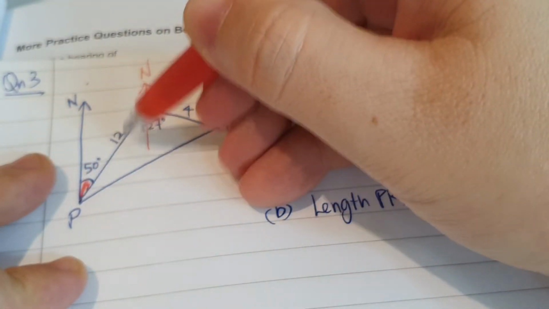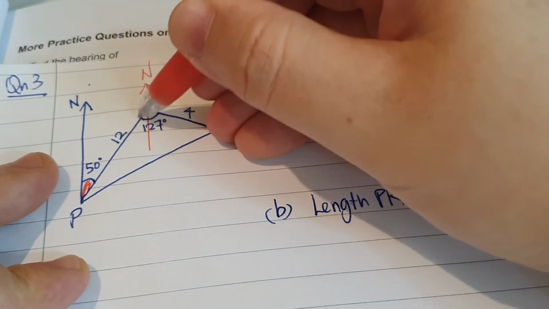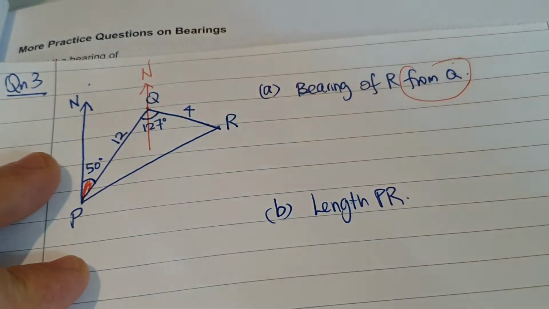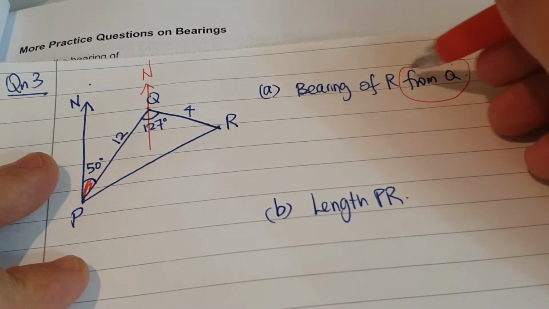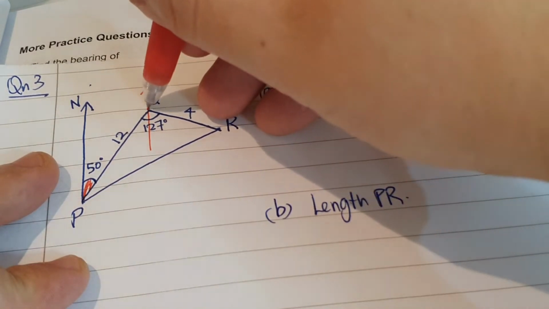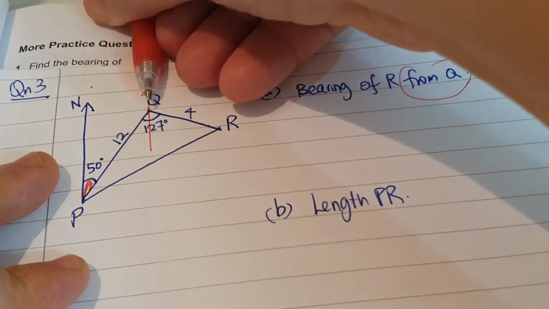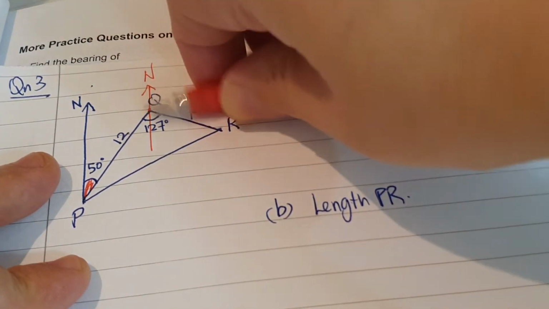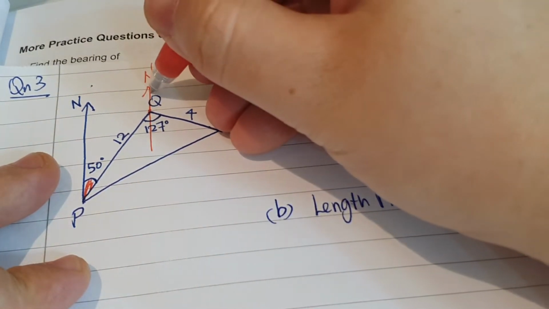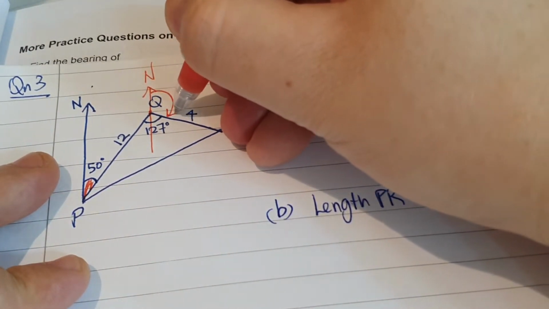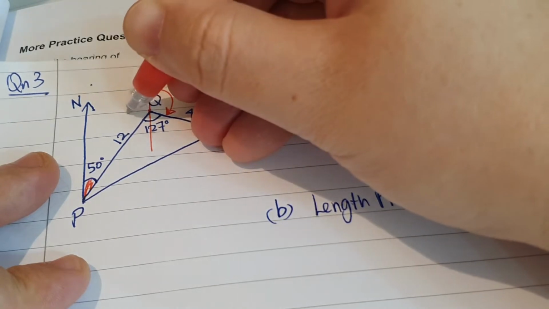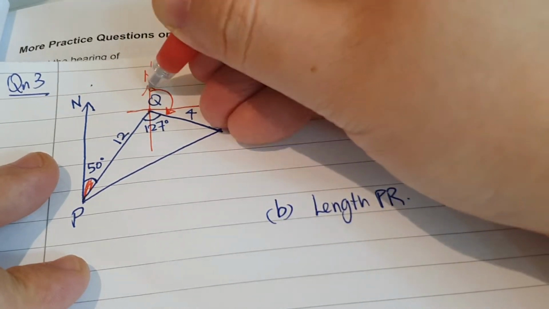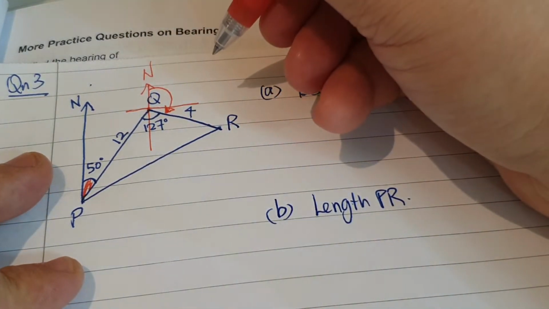And then you see 50 degrees. That means this must be 130, right? Now let's see what they want first. R from Q. R from Q. So I look north, I turn until I see R. That means I want this angle. And this angle you can see if I were to draw this horizontal line, right, it has to be more than 90 degrees.